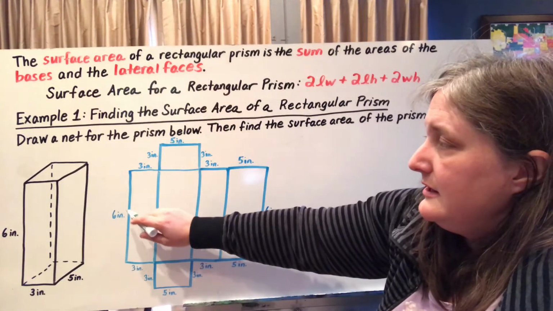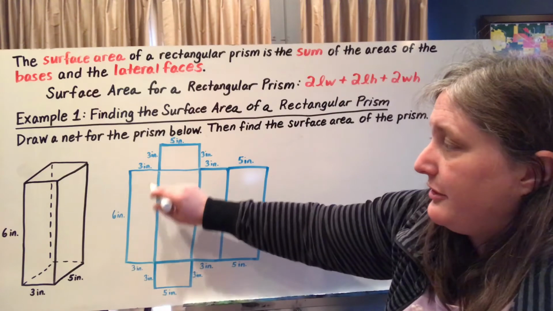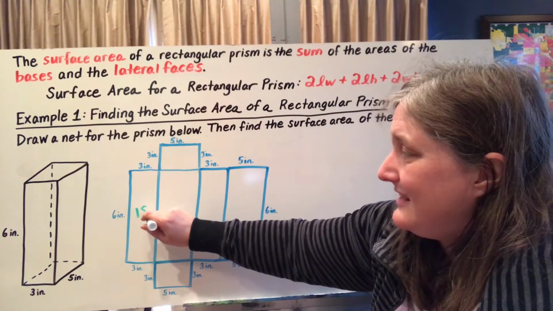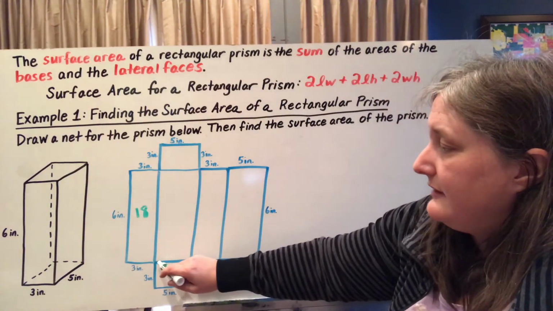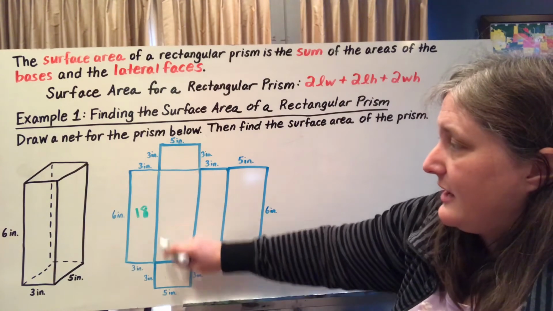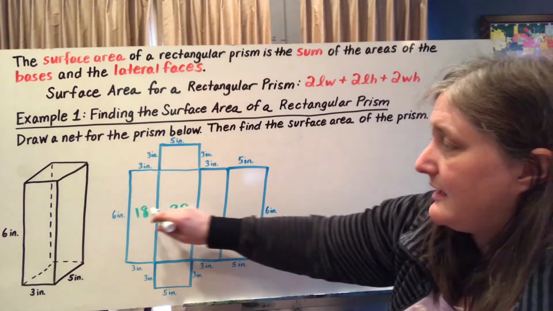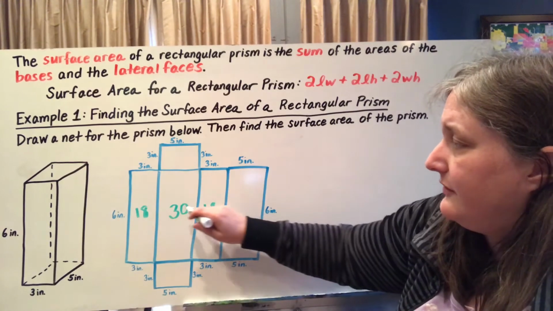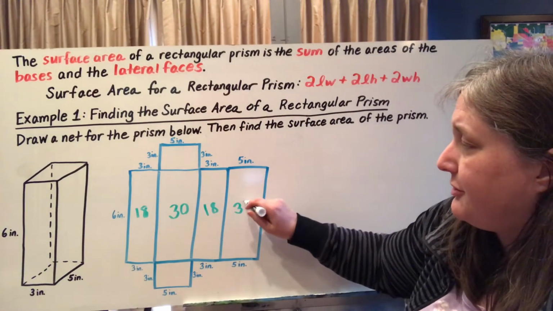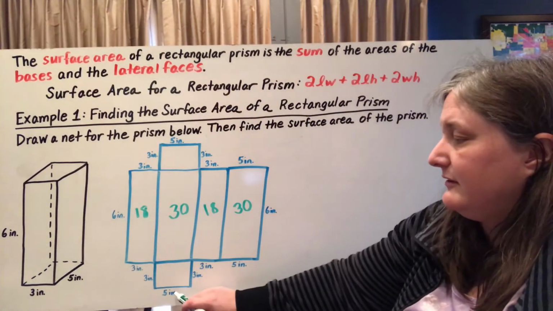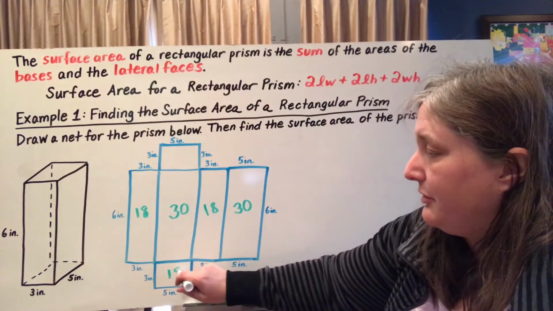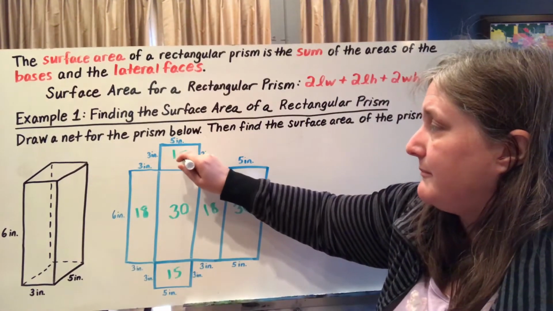So this one is a length of 6 and width of 3, so an area of 18. This one has a base of 5 and a height of 6, so an area of 30. And then since this one is a copy of this one, it's also 18, and this is a copy of this one, it's also 30. And then a base is 5 times 3 or 15, and both the bases will be congruent or the same.